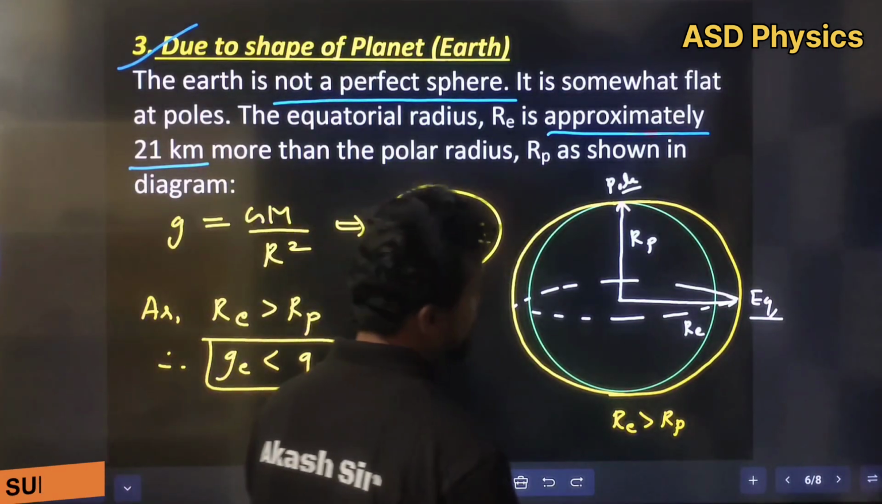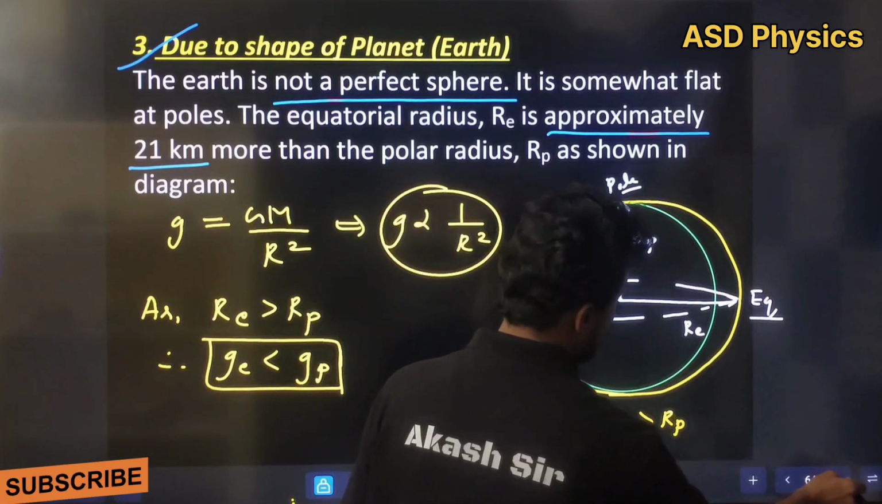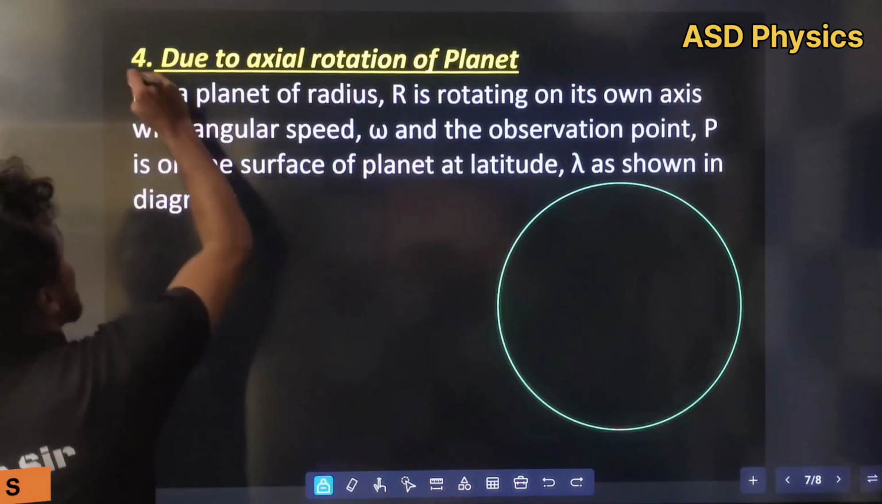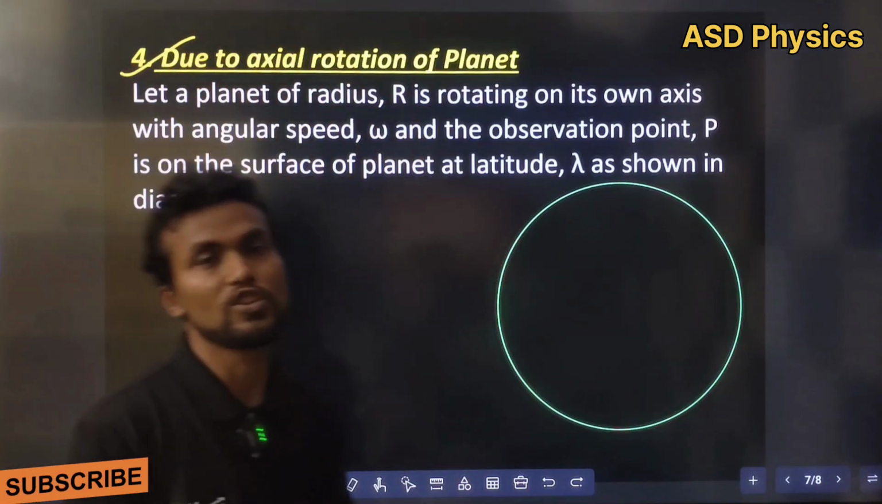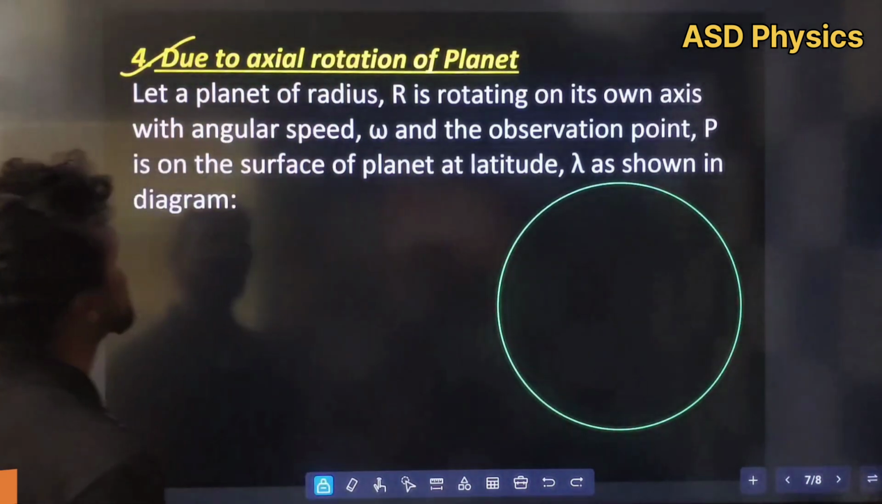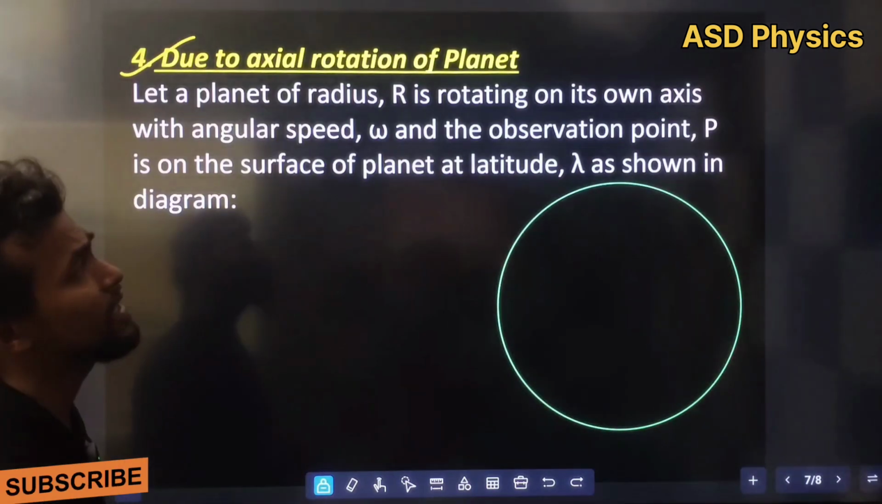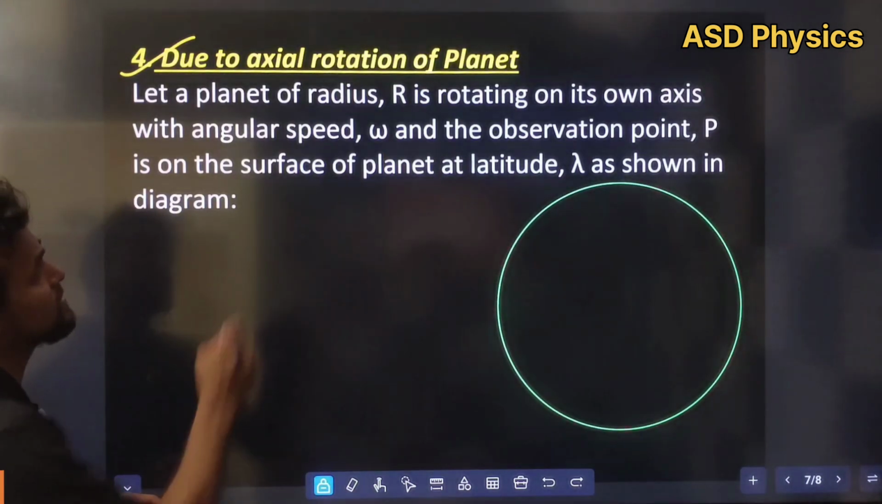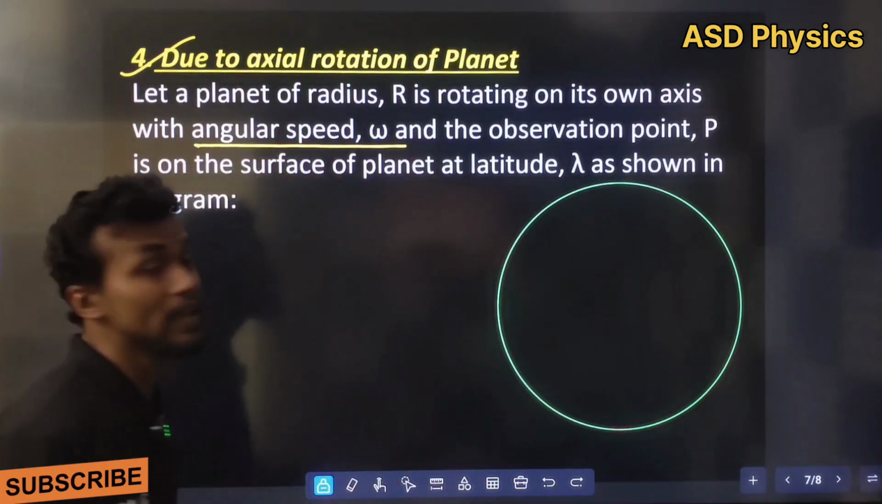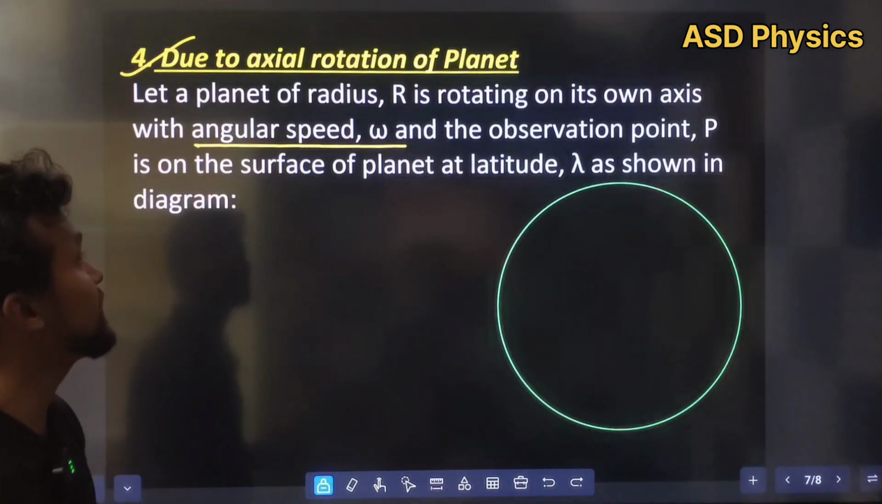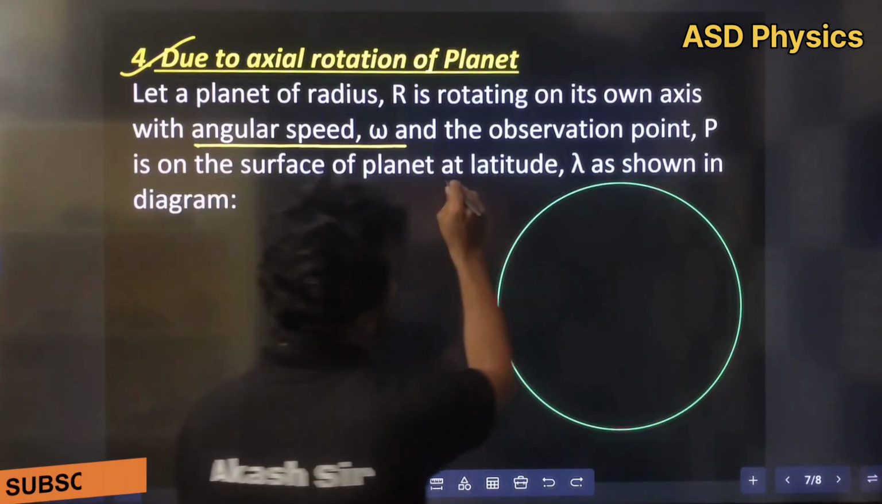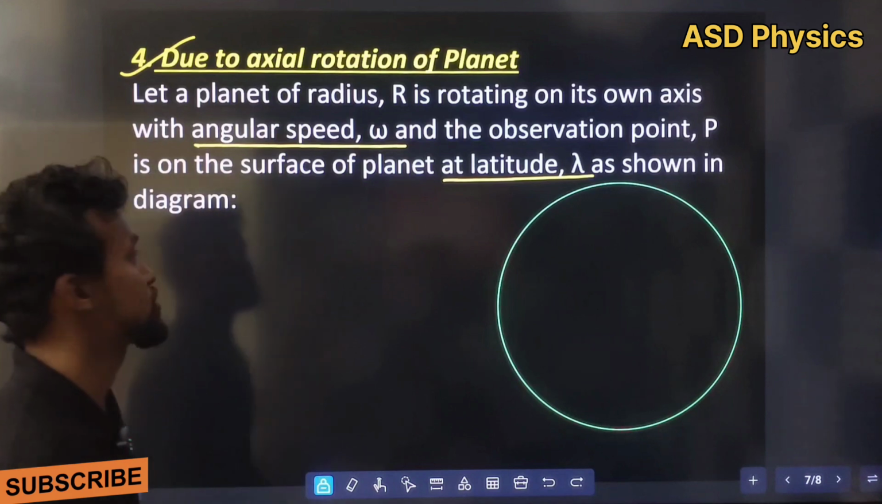Now after that we'll go to the next one, please. Let's go to the next one here. Now see here please. Due to axial rotation of the planet. Now, so let's see here please. Let a planet of radius R is rotating on its own axis with angular speed omega, and the observation point P is on the surface of planet at latitude lambda as shown in diagram here.